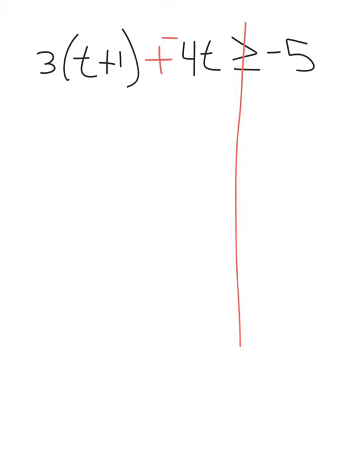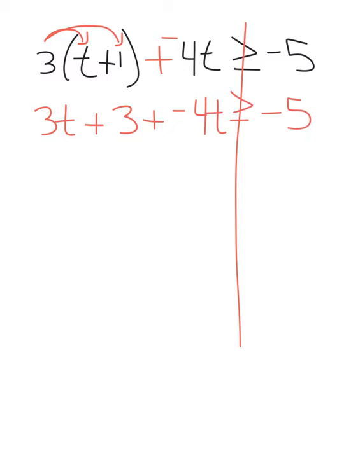Change your subtraction to add a negative. So step 1, step 2, step 3, do I have the distributive property? Yes, I do. Let's distribute to everything inside the parentheses. So I have 3t plus 3 plus a negative 4t is greater than or equal to negative 5. And now step 4 is your like terms. So on the left side, I have like terms, 3t and a negative 4t. So it's going to be a negative 1t plus 3 greater than or equal to negative 5.